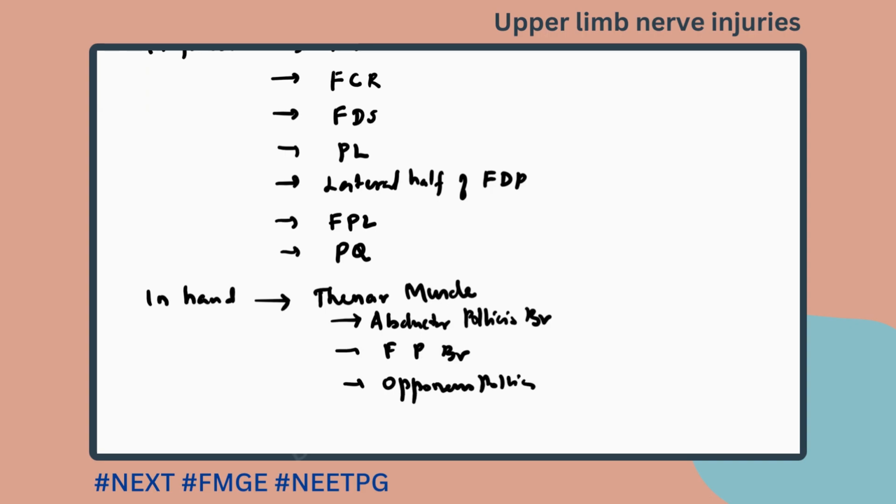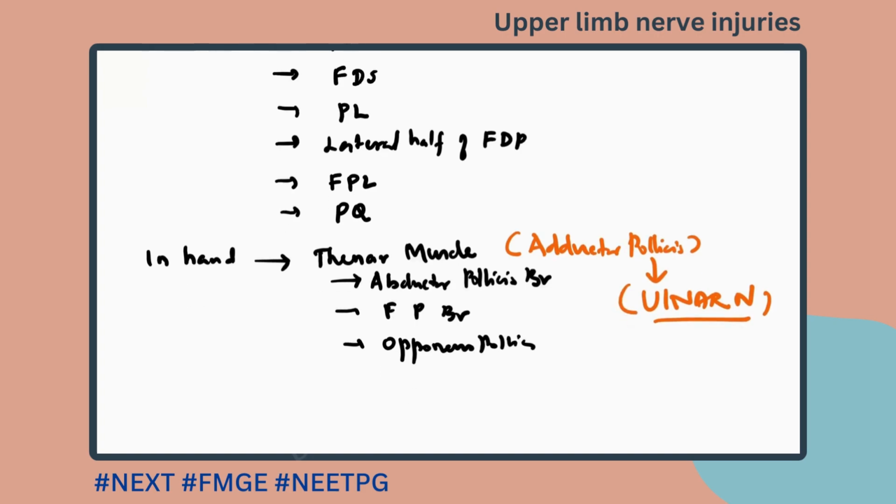There is one muscle in the thenar group not supplied by median nerve, that is adductor pollicis. Very, very important. MCQ repeatedly asked. Though it is a thenar muscle, adductor pollicis is supplied by ulnar nerve. Okay.